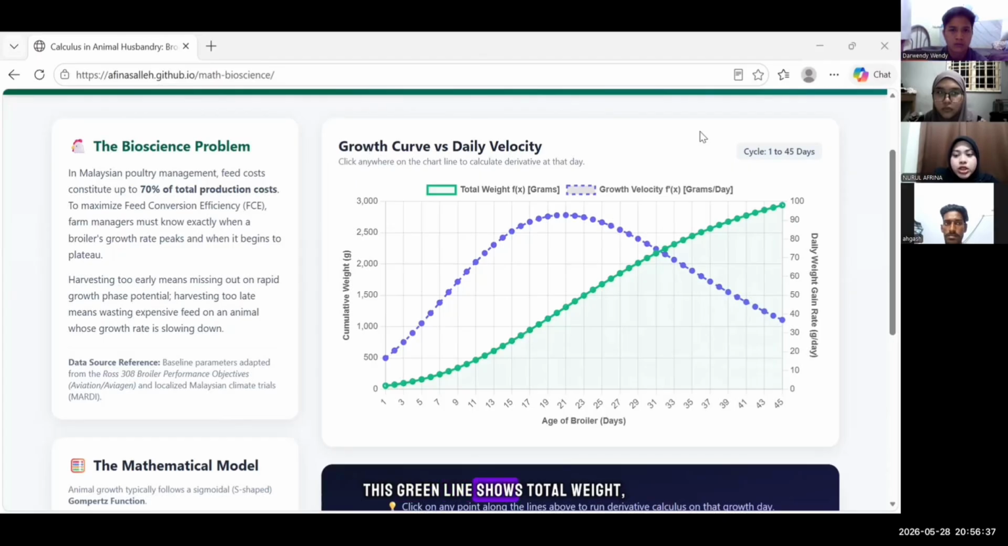The green line shows the total weight, while the blue line shows growth velocity. It helps visualize when growth is faster and when feed efficiency declines.